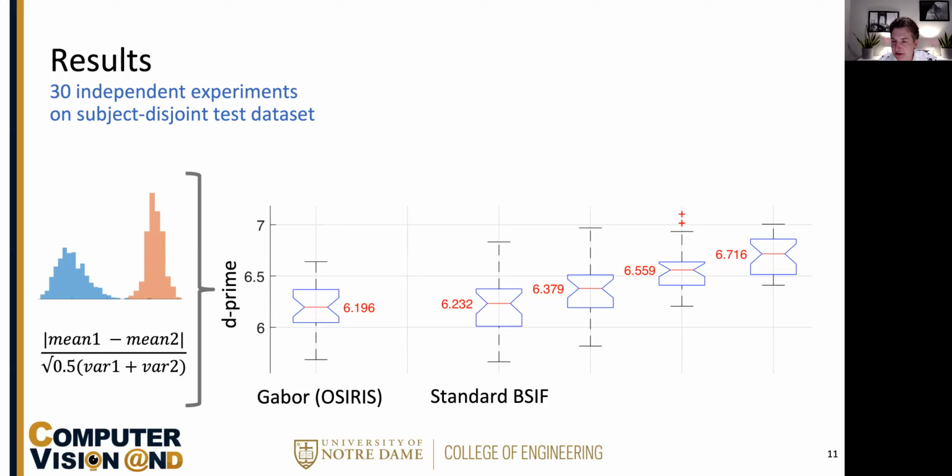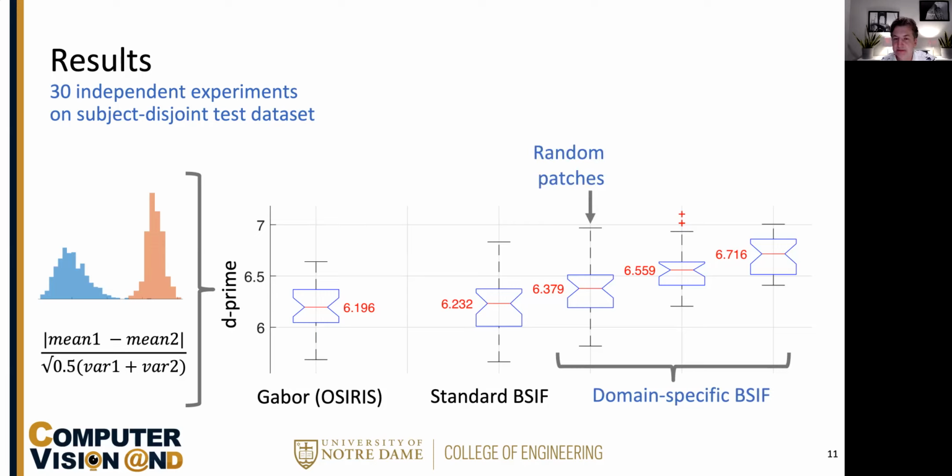But what happens when we use domain-specific iris image patches? So here we have three different results associated specifically with this task. The first one is when we use random patches. So again, no human subjects, no effort related to collecting any data from humans, just selecting random patches from the iris images, and again building the BSIF filters using independent component analysis and looking at how it works. And you can see that it works slightly better.